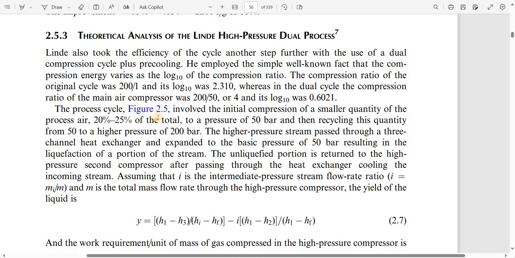It involves the initial compression of a smaller quantity of process air, 20% to 25% of the total, to a pressure of 50 bar, and then recompressing this quantity from 50 to a higher pressure of 200 bar. The high pressure stream passed through a 3-channel heat exchanger and expanded.